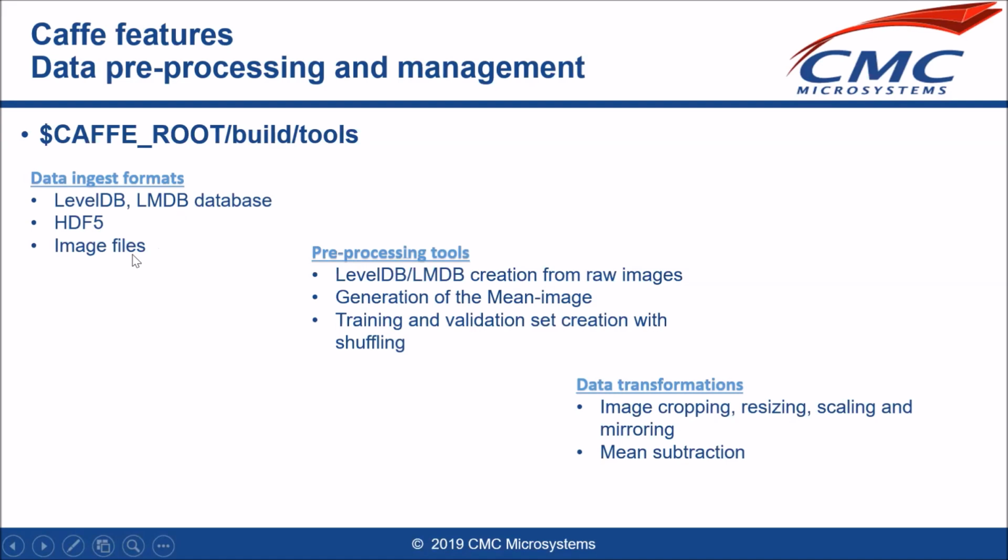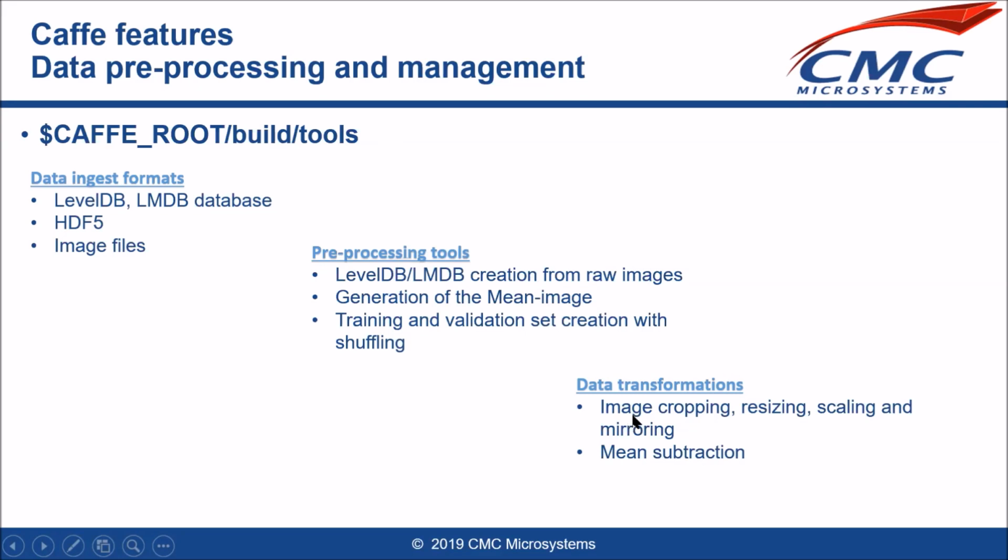Training from raw images is also possible, but it's not efficient because you have a lot of latency accessing the files. So in our example, we are going to use LMDB. Once you use Caffe, you have some tools already available in build tools, and these tools allow you to do some processing. So it allows you to create the LMDB and generate the mean image, which is a pre-processing step before the training. And shuffling, so you need to shuffle your data before training. All these scripts are already pre-compiled and ready to use in that directory.